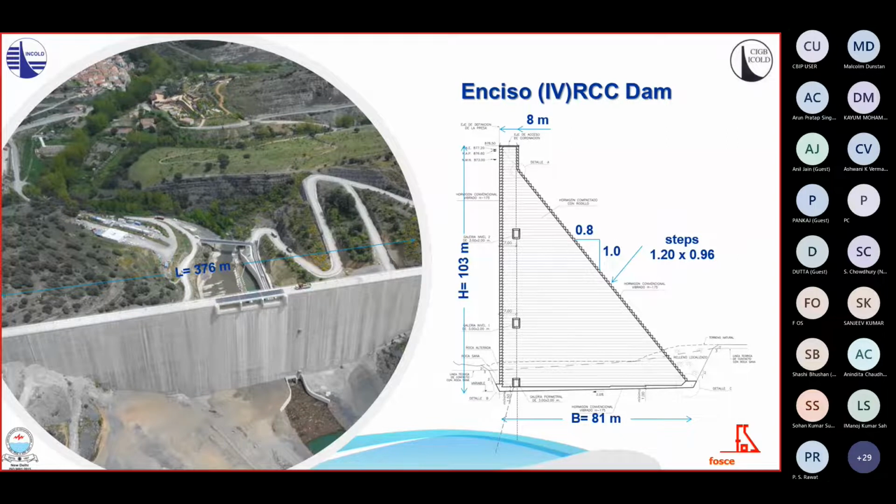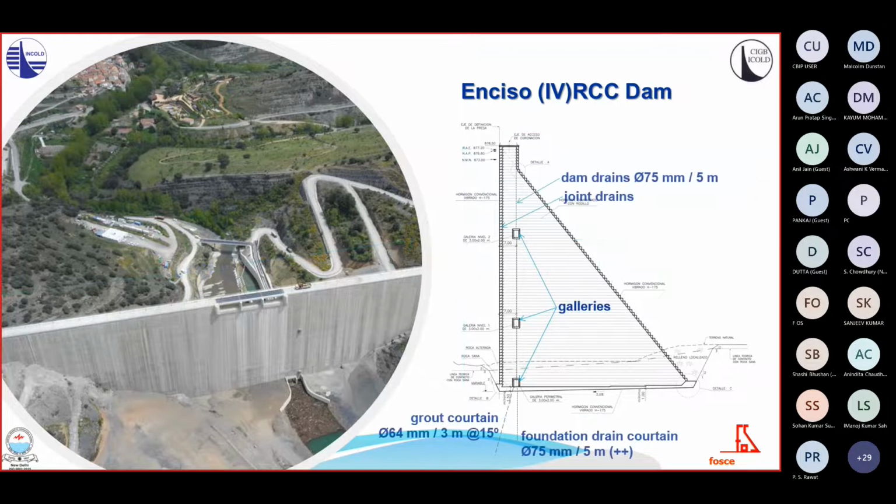The upstream face is vertical and the downstream face with a 0.8 slope is stepped with 1.2 meters high steps. The dam is 8 meters wide at the crest and 81 meters wide at the base in the higher blocks. It has 3 horizontal gallery levels and a perimetric gallery following the foundation. The figure shows the different drain and foundation curtains specifications.